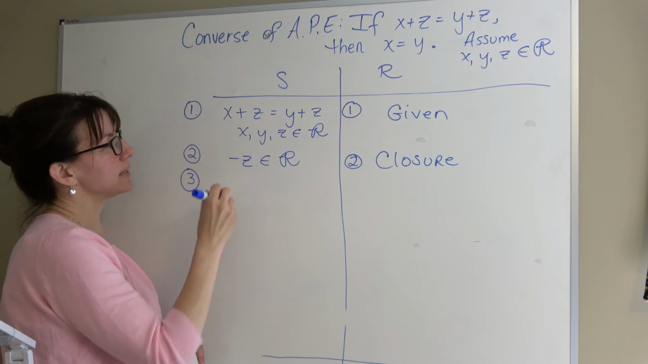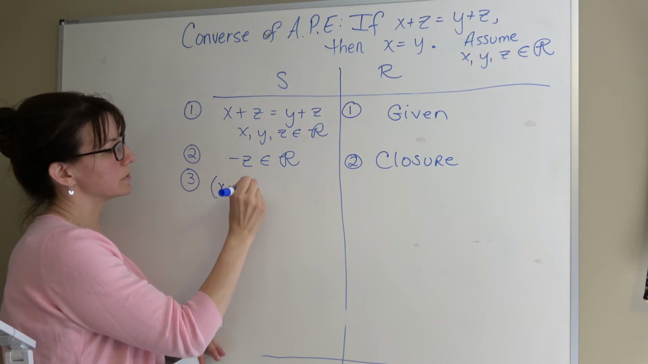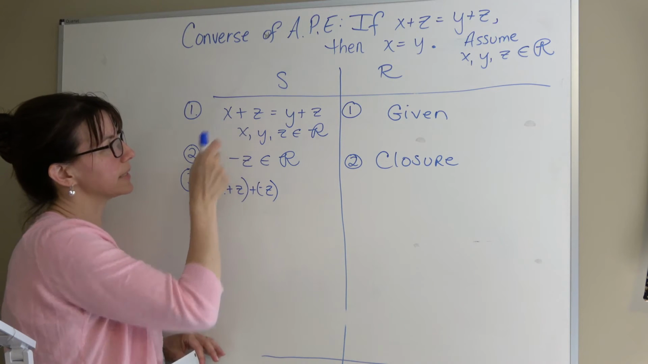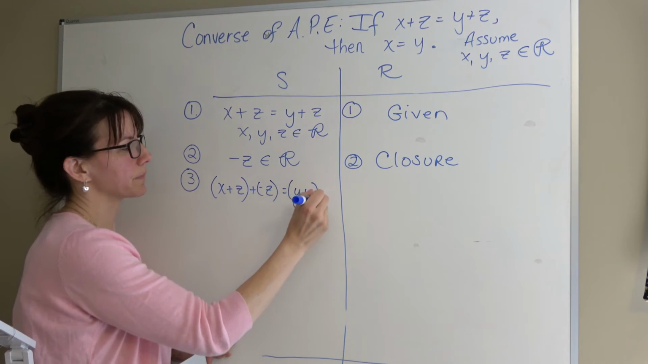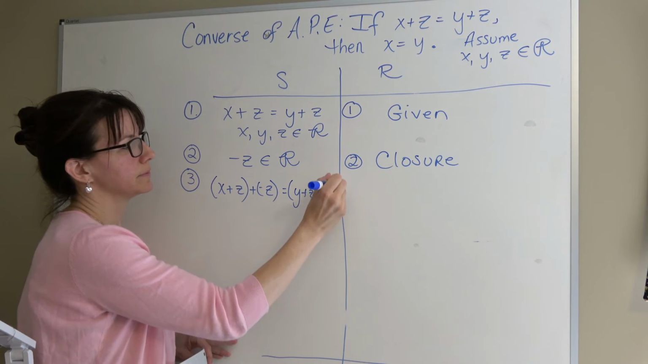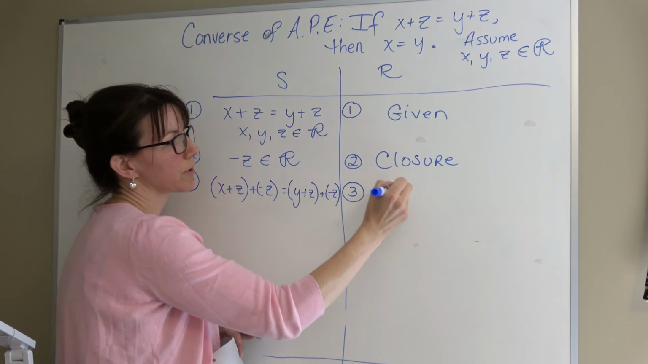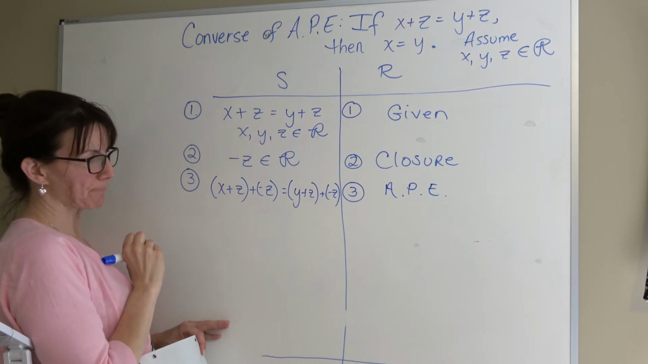Now, when we add negative z to both sides, we're introducing a new variable. So technically, we are adding negative z to the quantity x plus z and to the quantity y plus z. Now that is the addition property of equality. We're trying to prove its converse. I'm just going to abbreviate that.